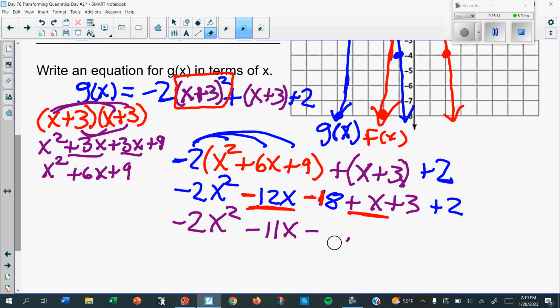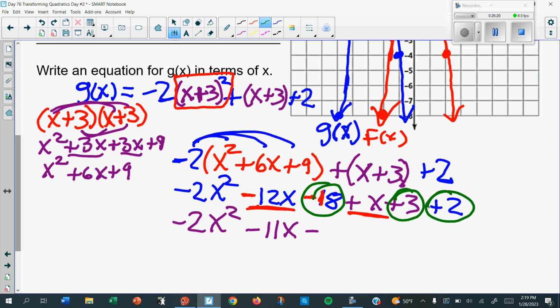Oh my goodness, this is why you should never rush your math. It was negative 18 plus 3 plus 2. I totally forgot about the plus 3. You can see that clearly even math teachers, when kids are running around the room, that even they get distracted.